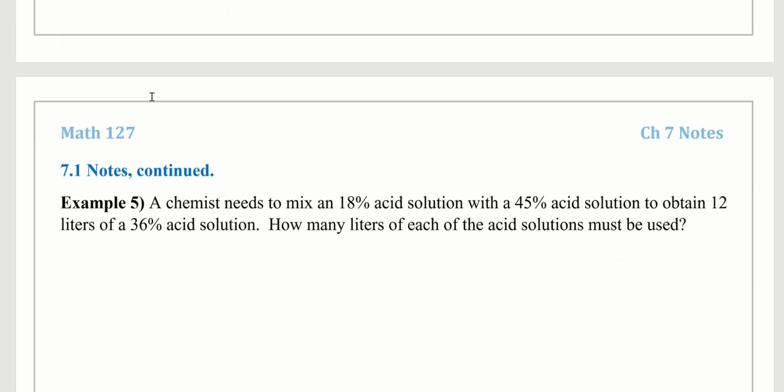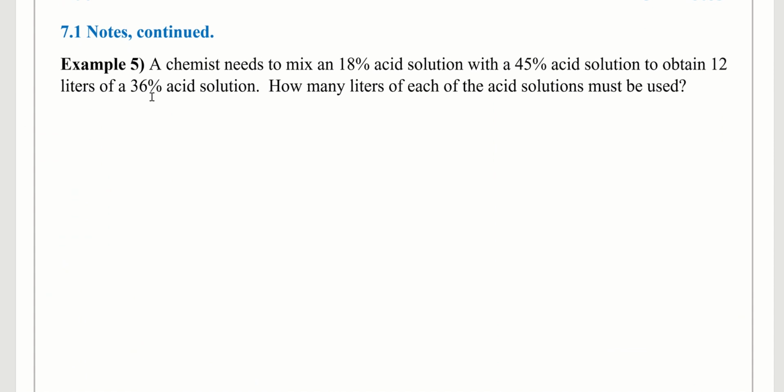Cool. Okay, one last problem. We'll talk about a little bit of chemistry here. So a chemist needs to mix 18% acid solution with a 45% acid solution to obtain 12 liters of a 36% acid solution. So on problems like these, my biggest recommendation is always, when you write the equation, they all have to be talking about the same thing. So if you're talking about money, they all have to be talking about money. If you're talking about amount, every single thing in the equation needs to be talking about amount.